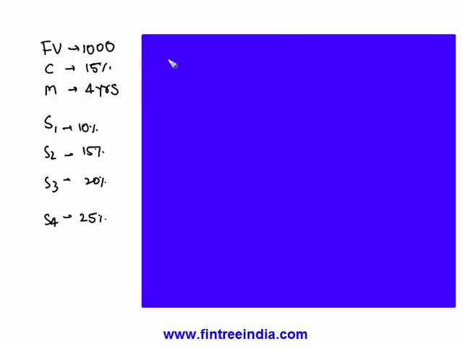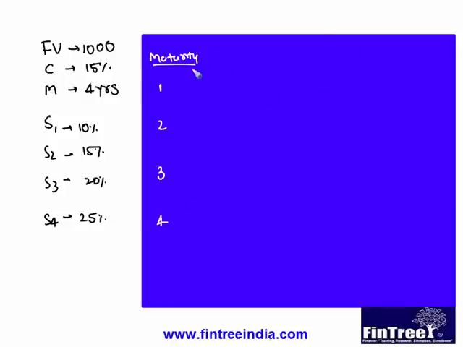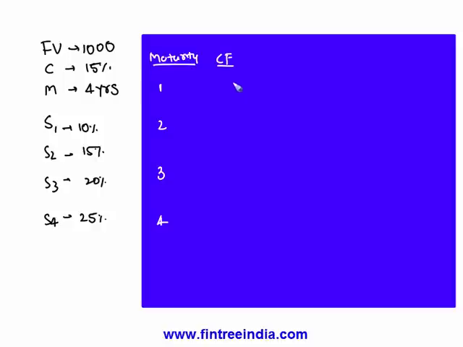So first, the first column in your table would be maturity. So it would be year 1, year 2, year 3, year 4. The second column would be cash flows. So cash flow in year 1 is going to be 150. Year 2 would be 150. Year 3, 150. And year 4, 1150. The third column would be discounted cash flows.